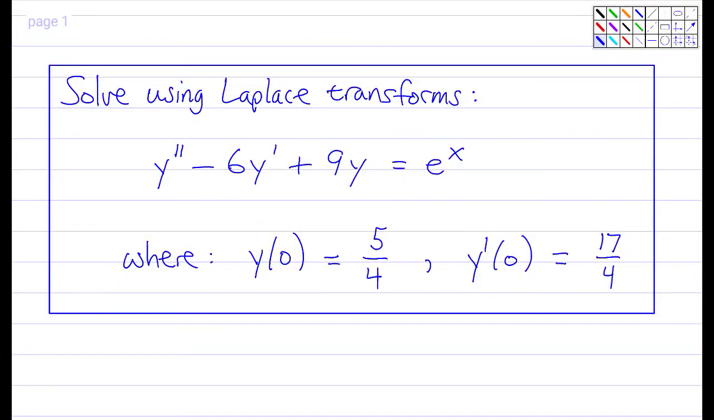Hello everyone. Welcome to part 7 in our series on solving differential equations using Laplace transforms. So in previous videos in this series, we've seen all the techniques in detail that we need to know in order to use this method.